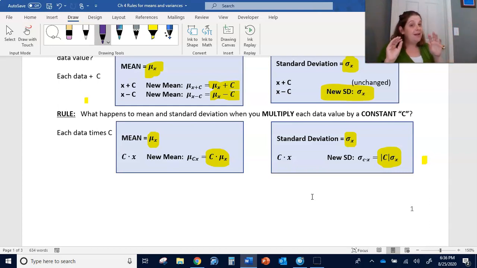And then when it comes to combining two data sets, because they are distances, they're going to combine like distances. So think Pythagorean theorem, a squared plus b squared equals c squared. Square of the standard deviation plus square of the standard deviation equals square of the standard deviation. It's going to take a square root to solve that problem.